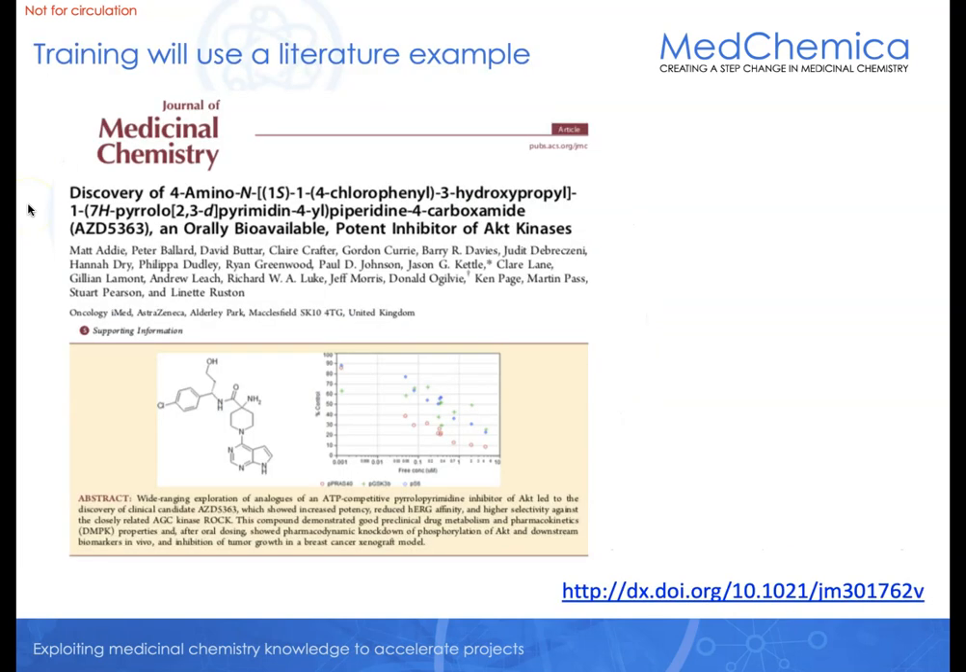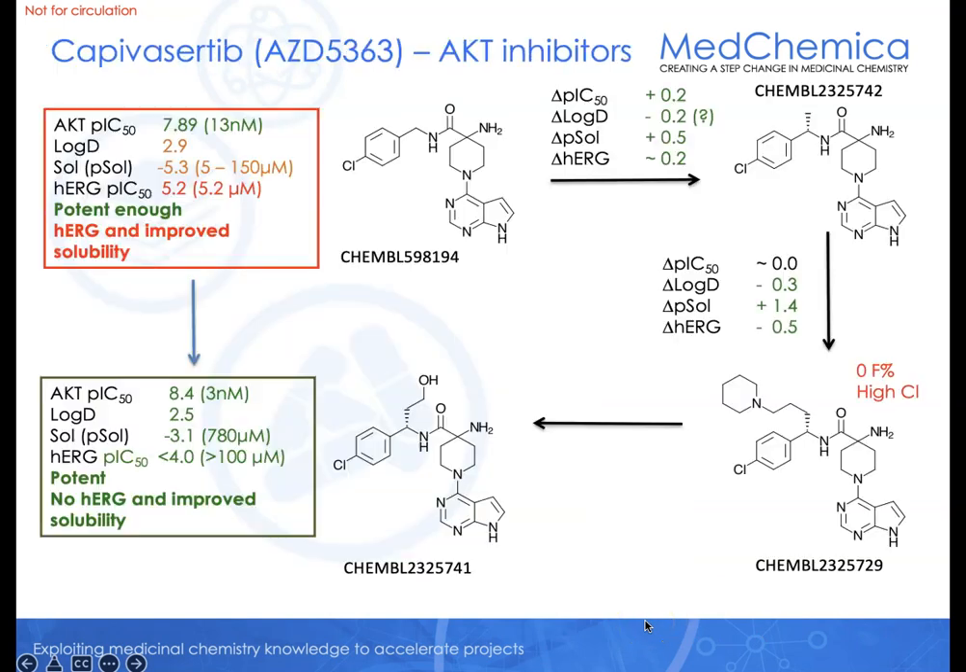In this training video, we'll use the discovery of an AKT inhibitor, AZD5363, as a project example. Here's the reference if you wish to read the paper. In summary, the lead optimization phase started with a good lead, Campbell 598194, but this fell short due to unreliable crystalline solubility and a poor margin in hERG inhibition. At MedChemica, we talk in changes between compounds and work on a logarithmic scale for our analysis, so you'll see these delta values between pairs of compounds.